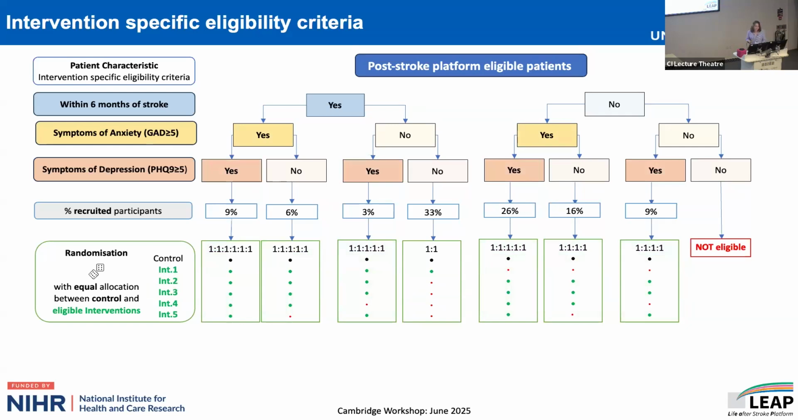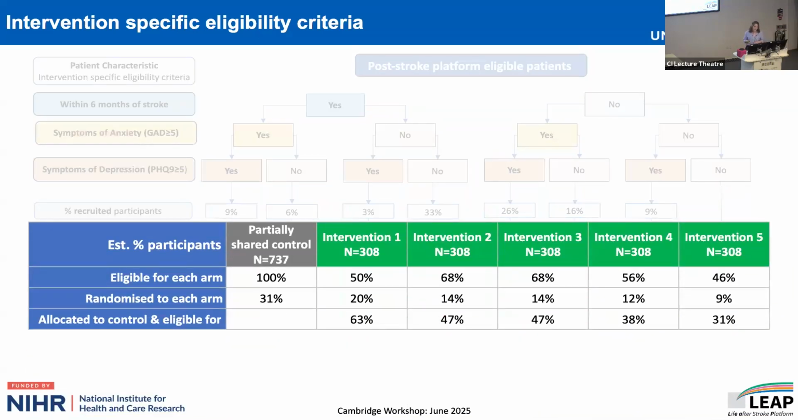And so through modelling the process of randomisation to interventions or control, and depending on the interventions open at any time within the platform, we then estimated, alongside also the estimated proportion of people eligible for each arm, the process of randomisation and the expected distribution of participants that would be randomised to each arm, as well as the proportion of participants allocated to the control arm that would have been eligible and had the opportunity to be randomised to each of those interventions.